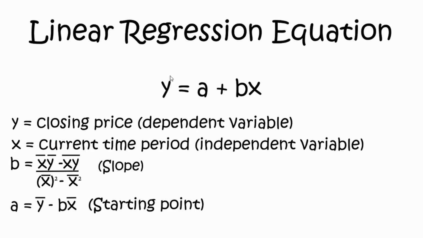Here is a linear regression equation. Y is going to be the dependent variable, so price. X is going to be the time period that we're looking at, so whether it's trading day on December 31st, January 5th, whatever day we're looking at. B will be the slope, which is a separate equation in itself. We're going to go into more detail on this equation on the next slides. And A will be the starting point, so where we start the point to draw our line.